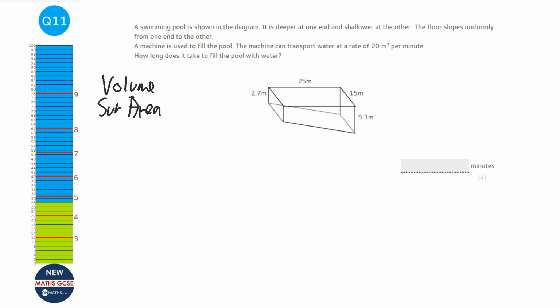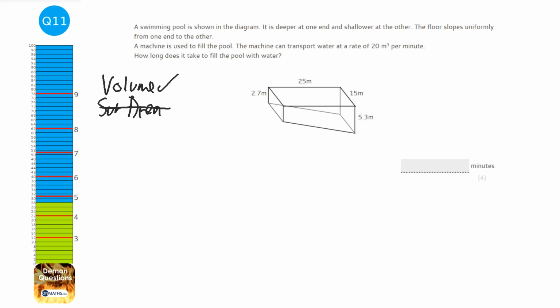And that should be the first question that goes into your mind. Yes, it might be asking for something else, but those are the main two. We're looking at this, we're filling the swimming pool with water, so it's going to be a volume question. Now, a way of approaching this is to figure out what the shape is.